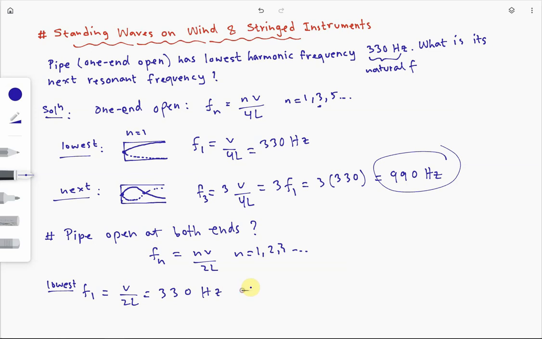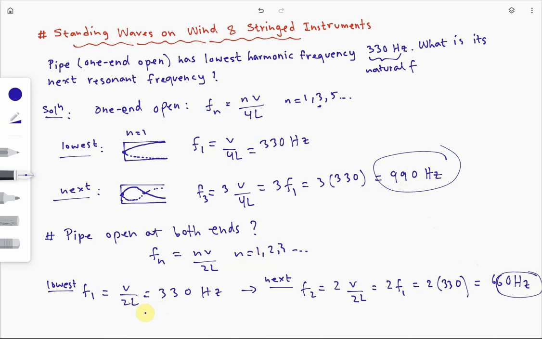From there, what is the next harmonic frequency? The next should be F2, which is 2 times v over 2L. What is v over 2L? v over 2L is just F1. So if we multiply 2 with F1, we get 2 times 330, which gives us the next resonant frequency of 660 hertz. This is how the answer changes. So we see that the next resonant frequency for pipes open at both ends is smaller than for pipes with one end closed.